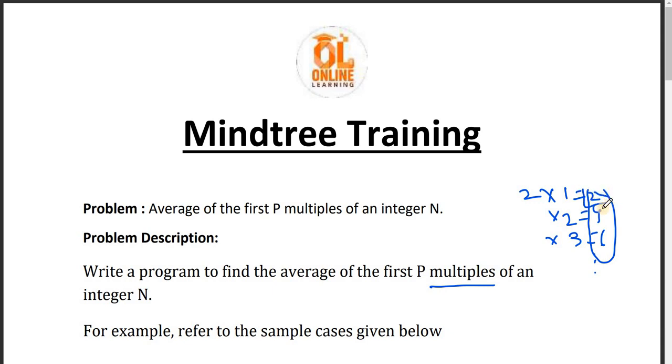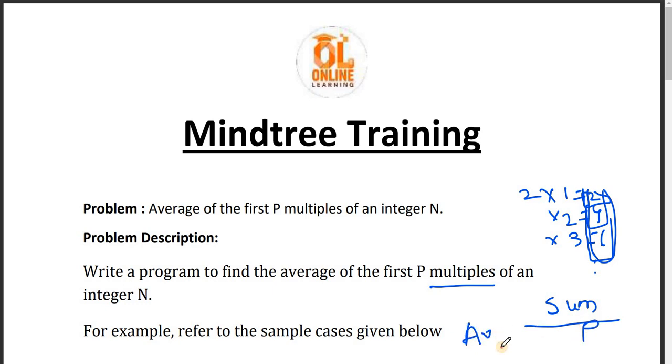The first multiple will be 2 here. The first 2 multiples will be 2, 4. The first 3 multiples will be 2, 4, 6. In this way, we need to find the first p multiples of an integer n, and after finding them, we need to sum them up and divide by the total number, that is p.